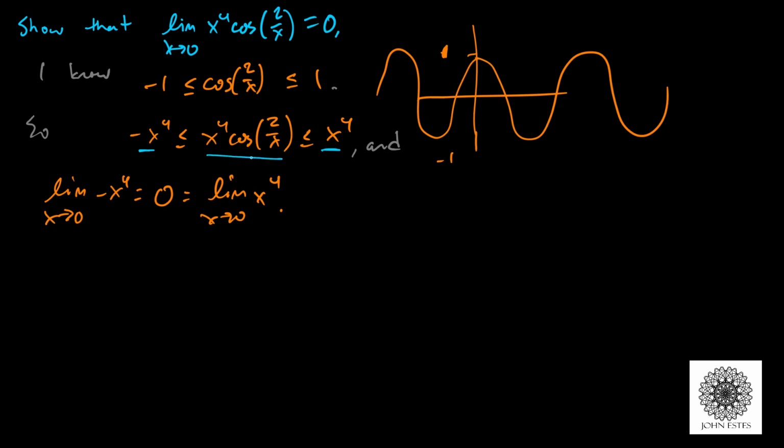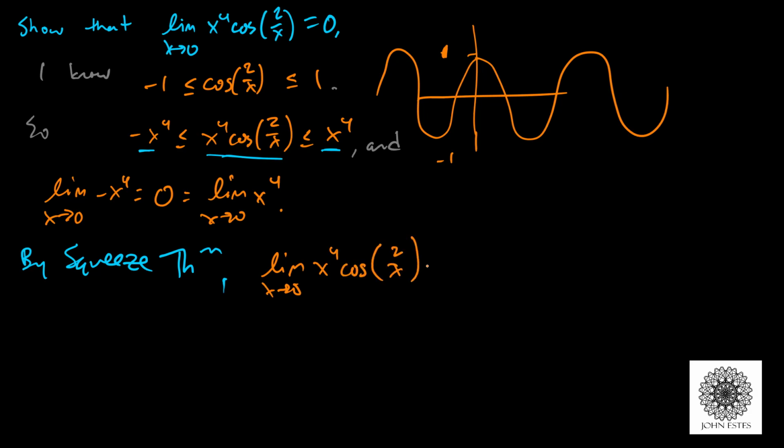So that means this guy, by the Squeeze theorem, I know that the limit as x approaches 0 of x to the fourth cosine of 2 over x has to equal 0 as well. Okay, I hope that makes sense.